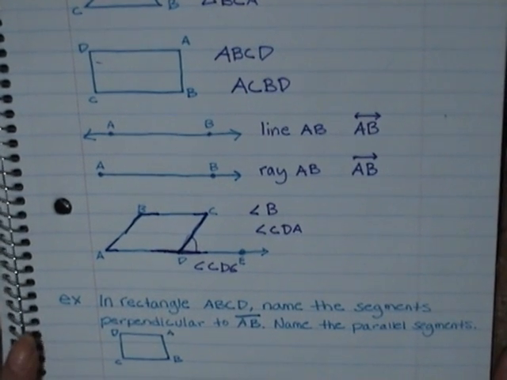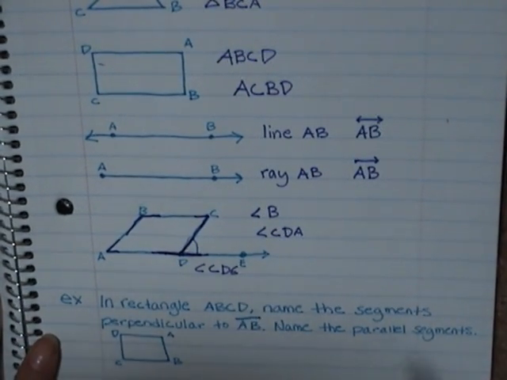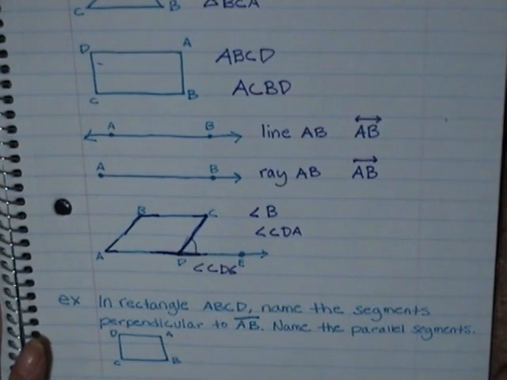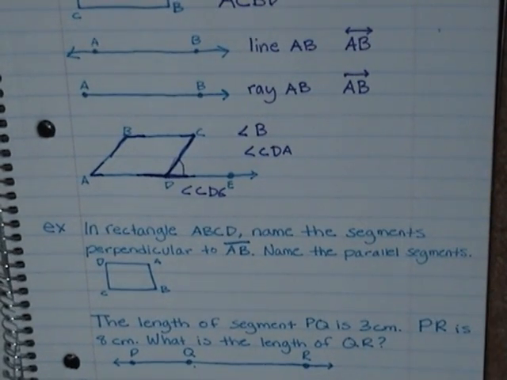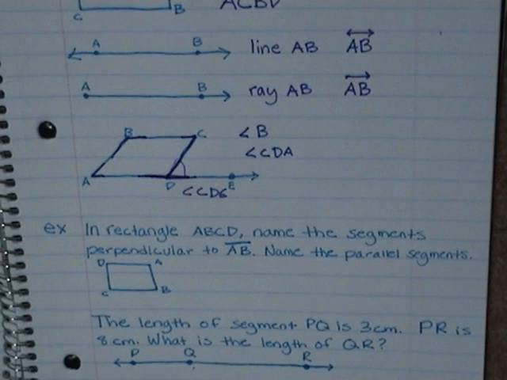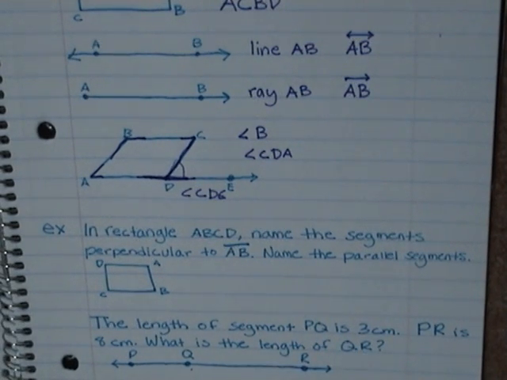Alright, and that is how you label or name angles. Now for our first example. In a rectangle, ABCD, name the segments perpendicular to AB and name the parallel segments. Go ahead and pause the video and you can try this one on your own.